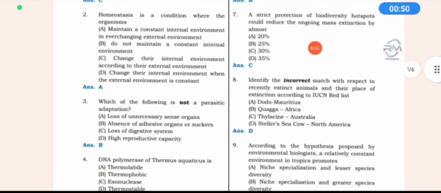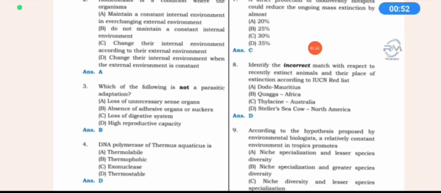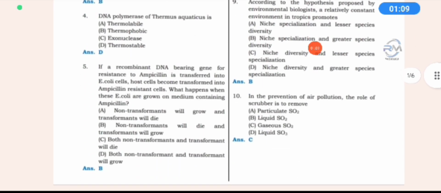Question number 3. Which of the following is not a parasitic adaptation? The answer is absence of adhesive organs or suckers. DNA polymerase of Thermus aquaticus is thermostable. Option D is correct.